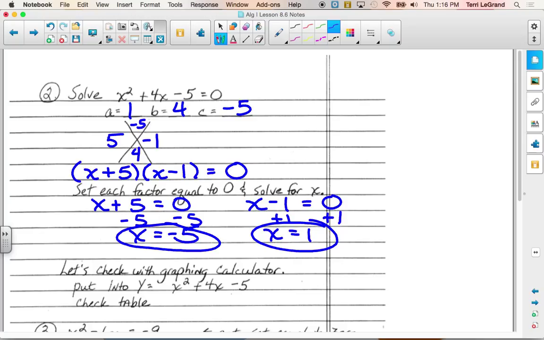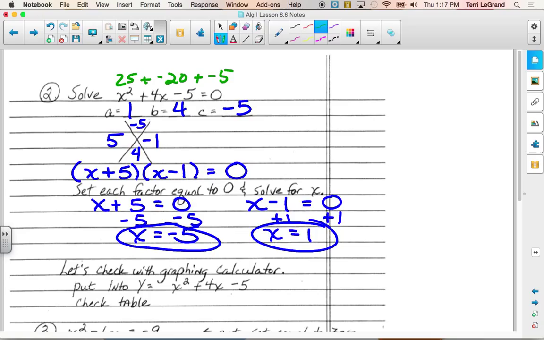Plug the numbers into the equation and make sure you get 0. Let's try it really quickly here and make sure it works. So what's -5 squared? 25. And what's 4 times -5? -20. And then we have our plus, I'll make that plus of -5 at the end. Is that 0? 25 plus -25, that's 0.